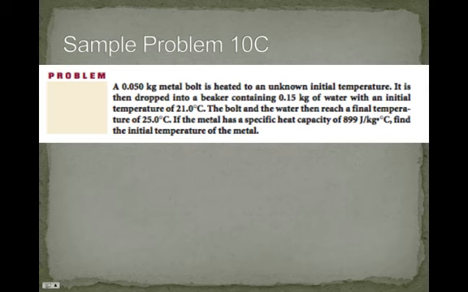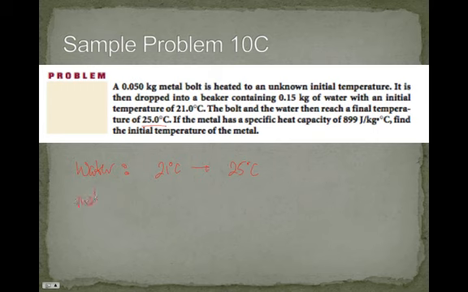A 0.05 kilogram metal bolt is heated to an unknown initial temperature. It is then dropped into a beaker containing 0.15 kilograms of water with an initial temperature of 21 degrees Celsius. The bolt and the water then reach a final temperature of 25 degrees. They end up at the same temperature, which means that the water went from 21 degrees Celsius to 25 degrees Celsius. So it gained heat because its temperature went up.